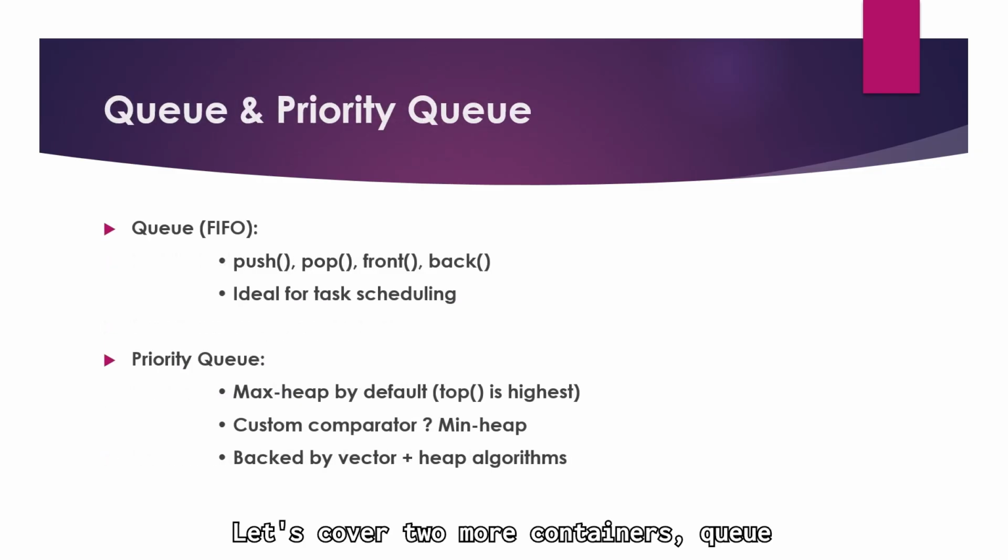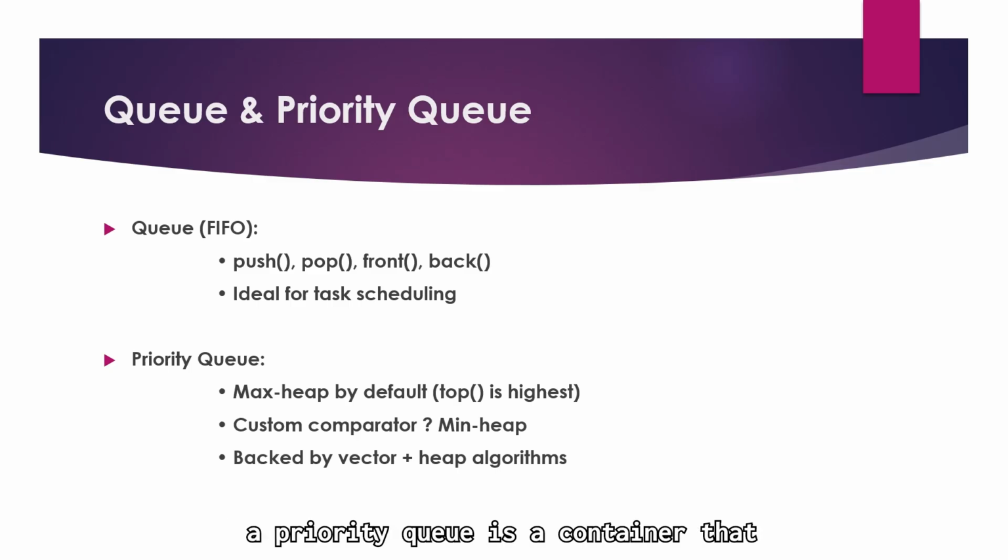Let's cover two more containers, queue and priority queue. A queue is a first in first out, or FIFO, structure, just like a line at a store. You insert at the back with push and remove from the front with pop. It's ideal for task scheduling, process management, and breadth-first search.